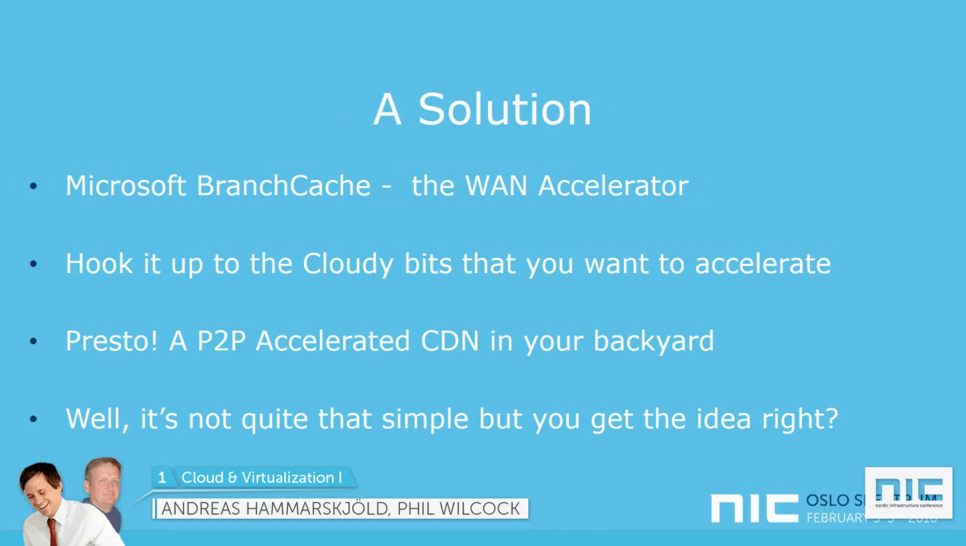So this is a solution to the problem that we put together. We've mentioned BranchCache. It's going to accelerate the WAN, share stuff locally in this distributed cache between all of your users. We're going to connect that up to the cloudy bits. We need to decide what we want to cache and what we want to make the best use of.